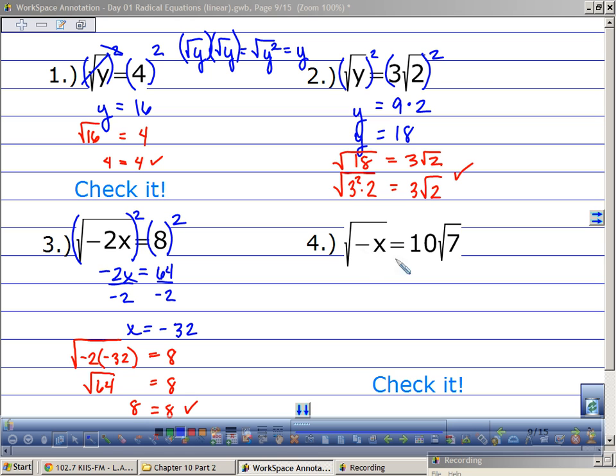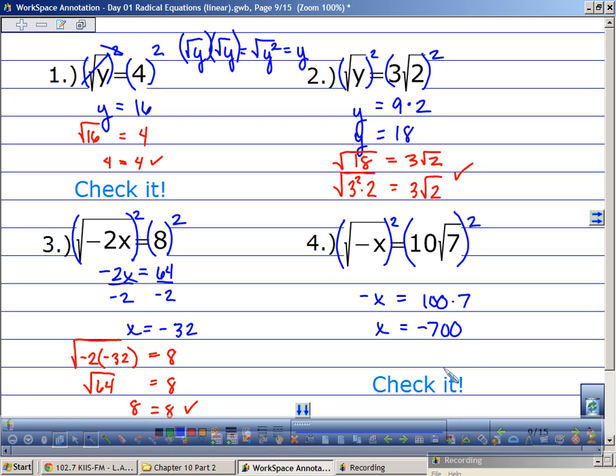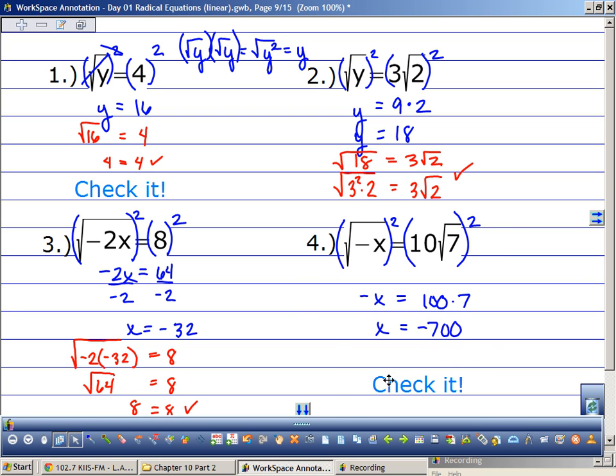Okay, so I can't do anything with this, so I just have to square both sides. When I square this side, I get negative x. When I square this side, I get 100 times 7. So if negative x equals 700, then x equals negative 700. Let's check it.